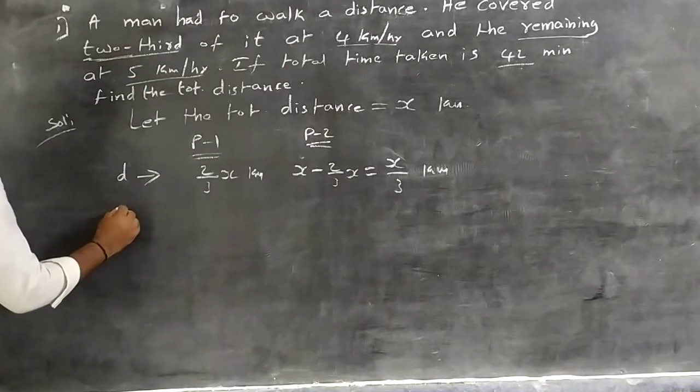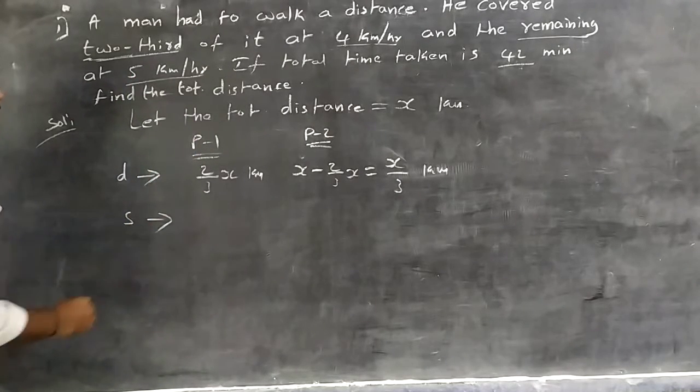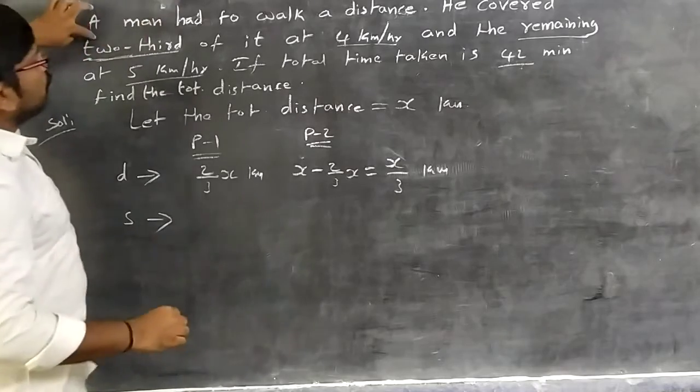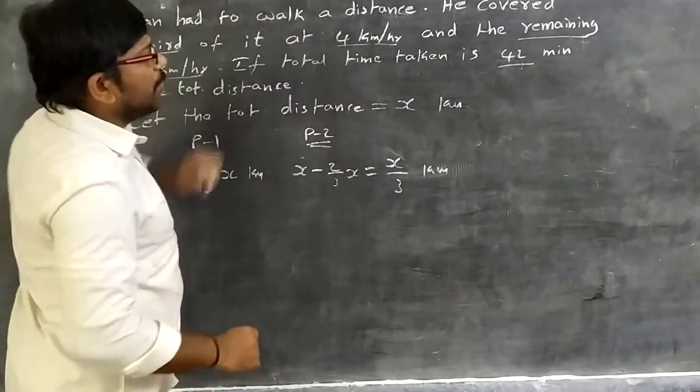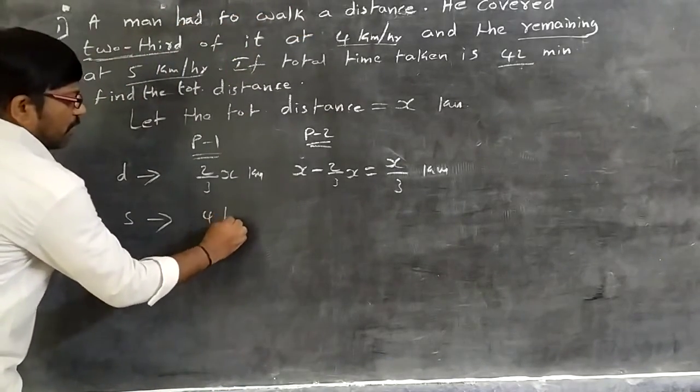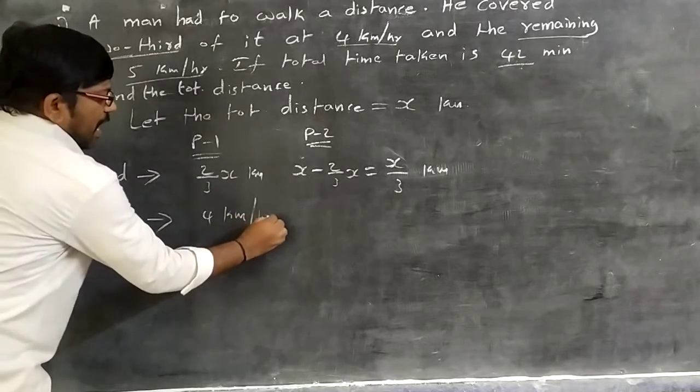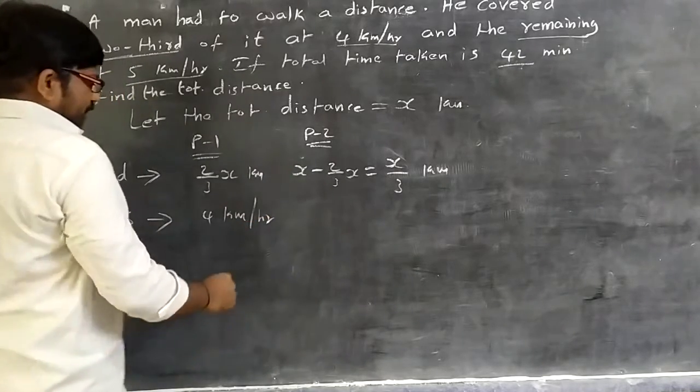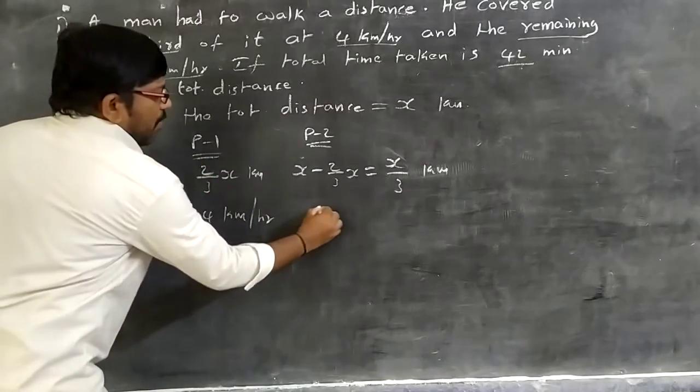So next, the speed s: in part 1, the 2/3 of the distance is traveled at 4 km per hour. Here, in part 2, the speed is 5 km per hour.